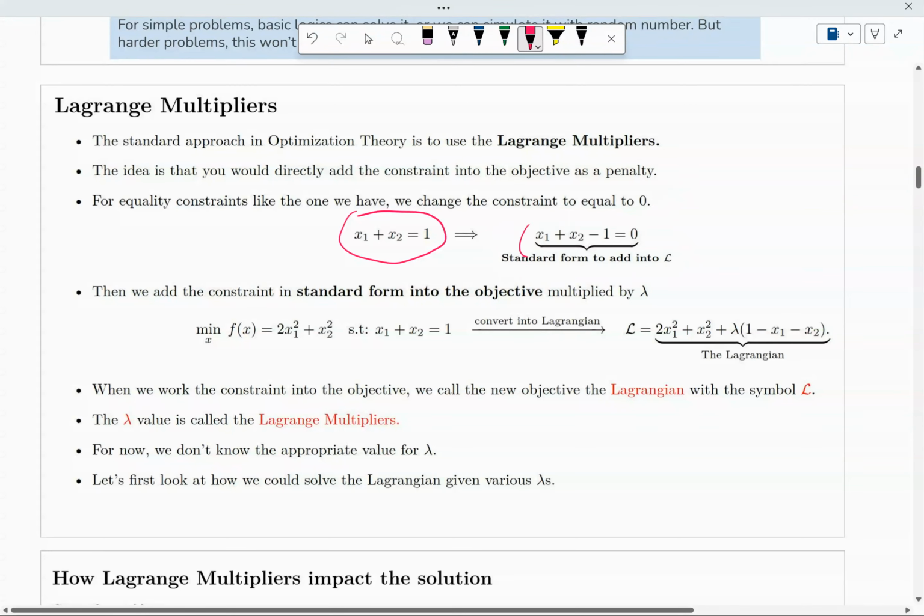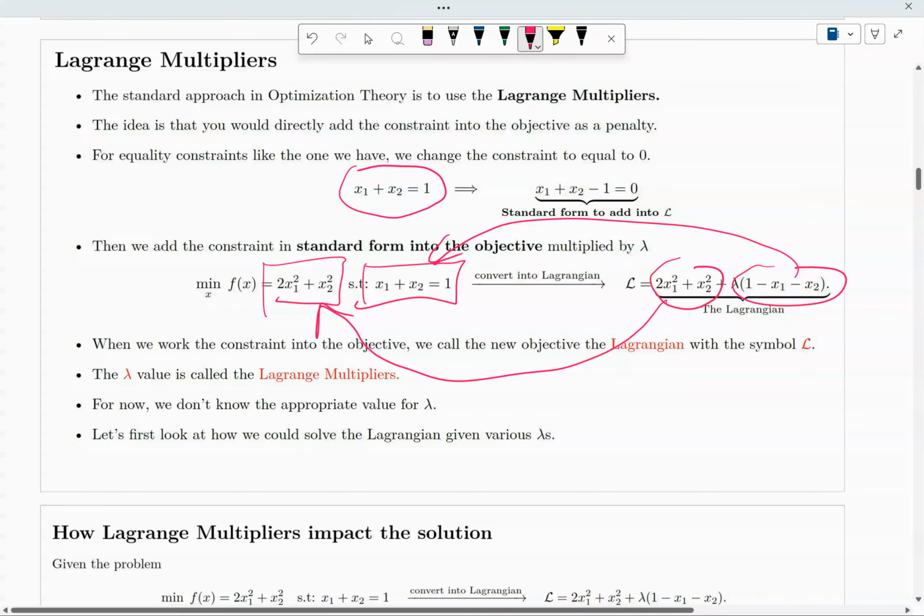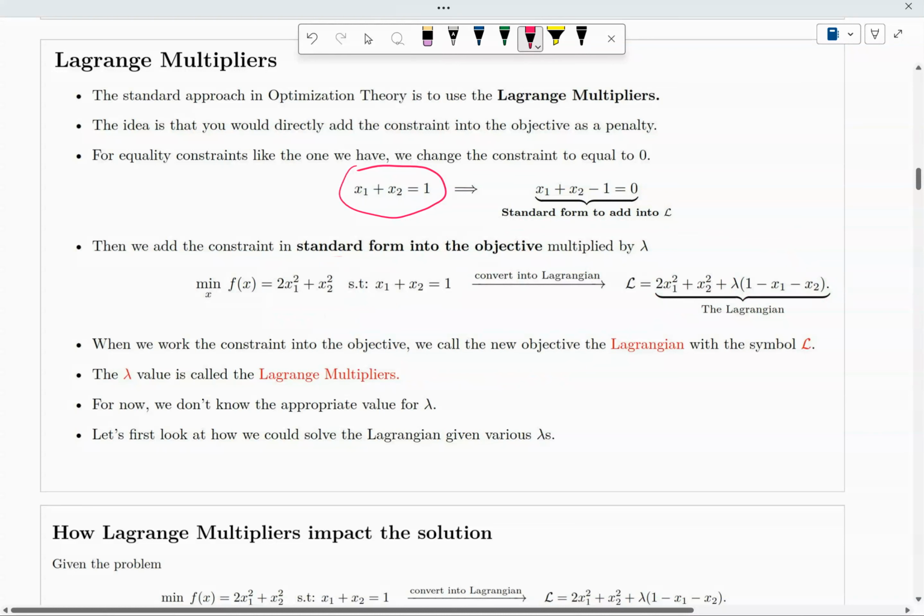Once you have this expression equal to zero, we add it directly into the objective. Here is the objective, and here's the constraint. After you add it in, notice how this right here is equal to this. So we create a new objective, part of it is the original, and part of it comes from the constraint. This addition gives you a new function, and this new function is called a Lagrangian.